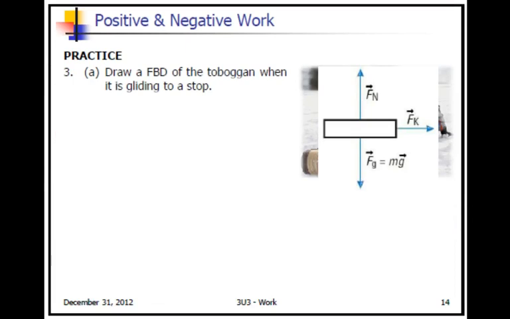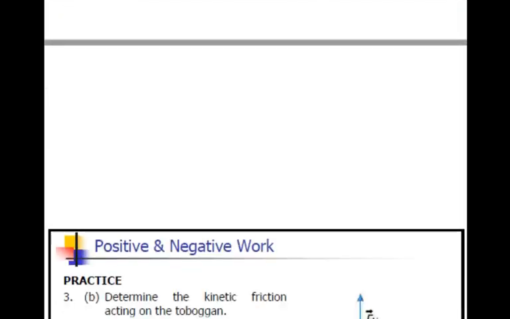We first have to draw a free body diagram, and we have our Fg is opposed by the Fn, but there is no force applied in this case. There's no force moving us forward. We only have the force of friction attempting to slow us down. So there's only an Fk.